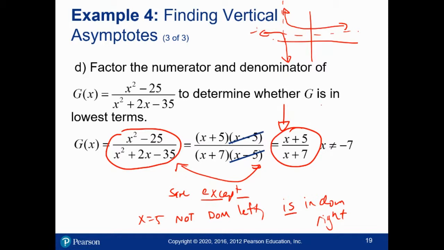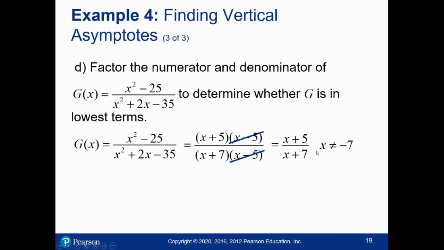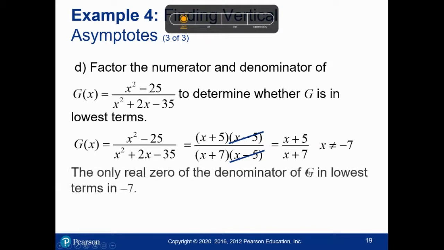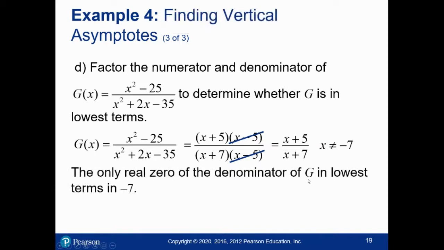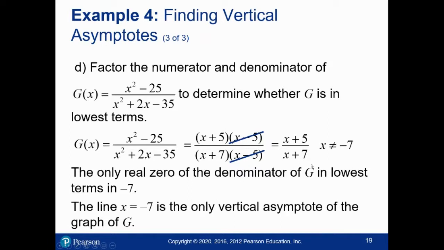If you graph the thing on the left, it's going to be exactly the same, except there's going to be a single hole in the graph. x equals 5 is just not allowed to be plugged in, so there is a hole missing from the graph. Everything else is exactly the same. There's just one missing value. But we were only asked in this part of the problem to find vertical asymptotes, so we reduce to lowest terms and then find things. Okay, so the only zero of the denominator once reduced is -7, therefore that's the only vertical asymptote.